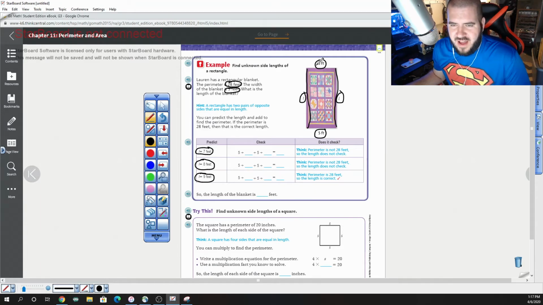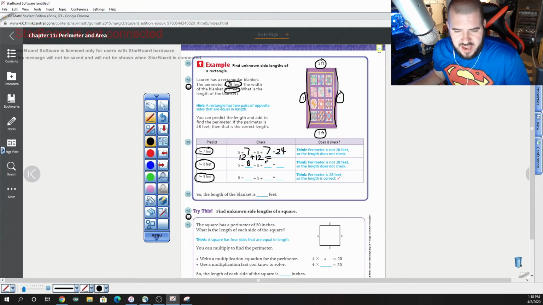So we're going to add 5 plus 5 plus 7 plus 7 here. 5 plus 7 plus 5 plus 7. And we want to get 28. So does that equal 28? Well, that would be 12 plus 12, which equals, when we add those together, 24. So 7 is not our correct answer here. It's not going to work for us. Let's try 8.